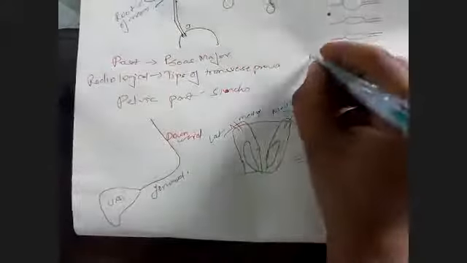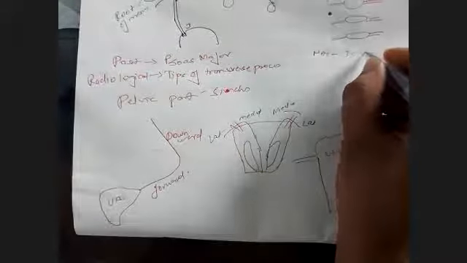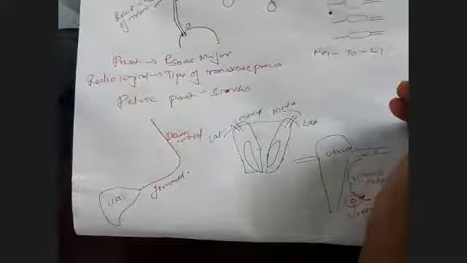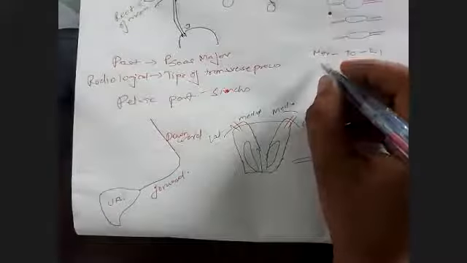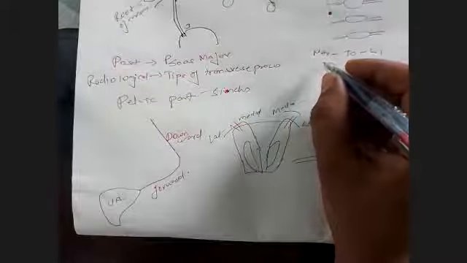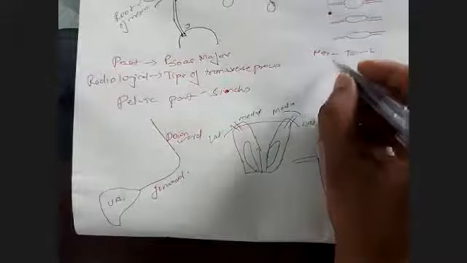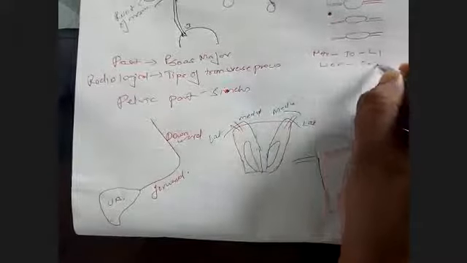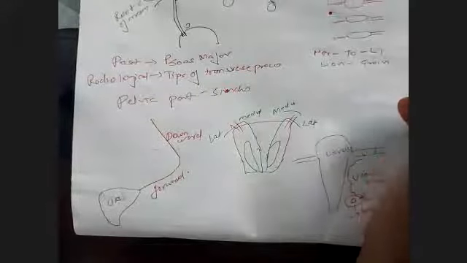The nerve supply of the ureter, very important: T10 to L1. And that is how the pain is referred always from loin to groin. The pain is referred in this region from loin to groin. That's how the pain goes in a renal colic, in a ureteric colic.